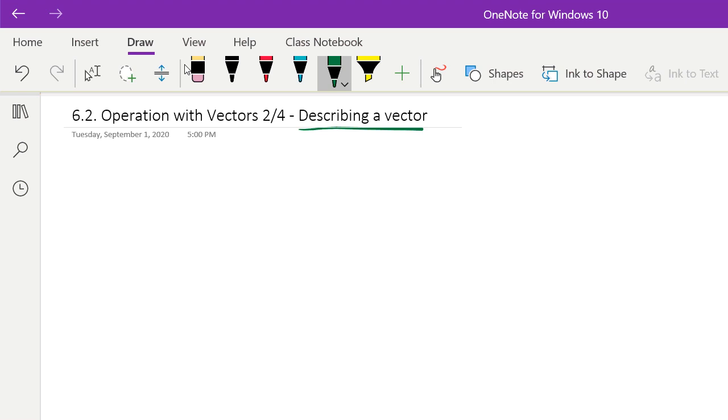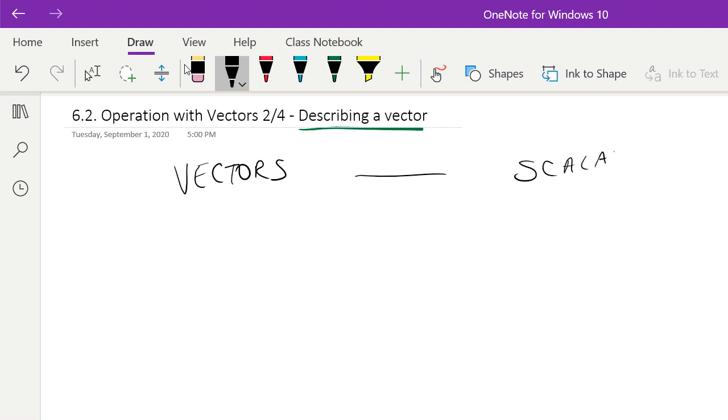And let's start initially with what is a vector. A vector is a physical quantity that in order to describe, you need to identify the magnitude and the direction. So this is the definition of a vector. But what does that mean? So in our world, we have two types of physical quantities, vectors and scalars.